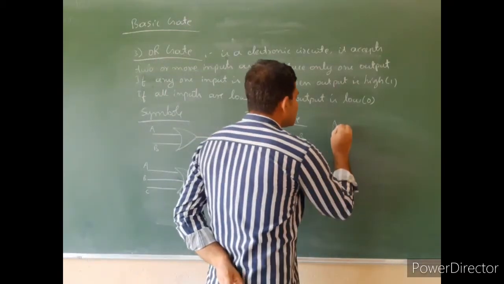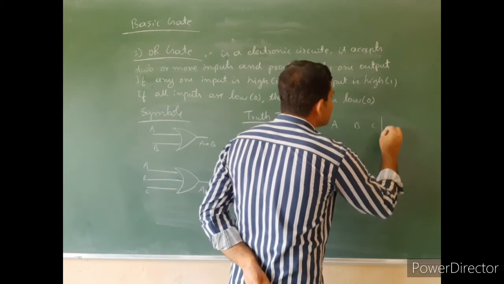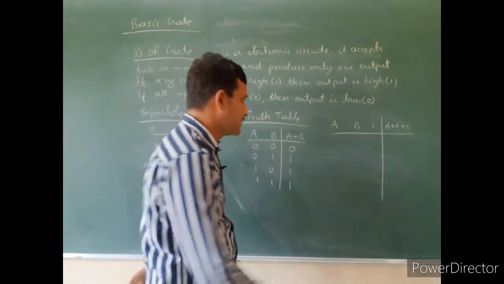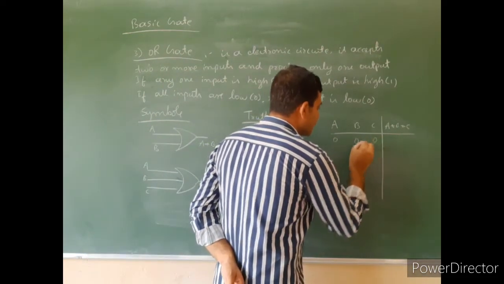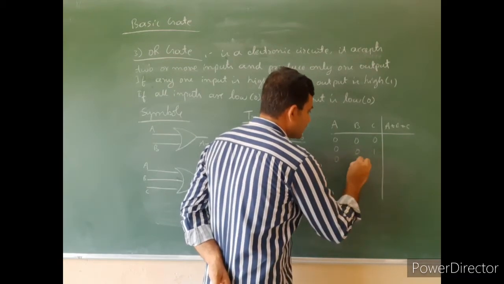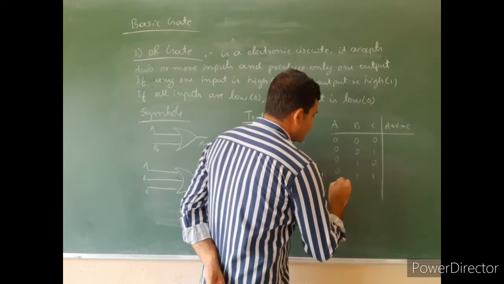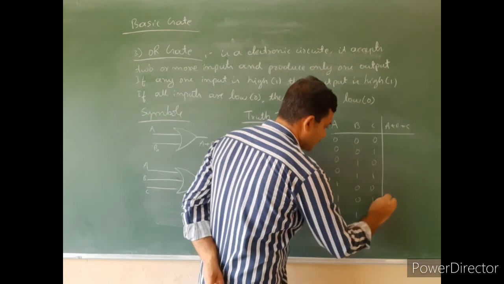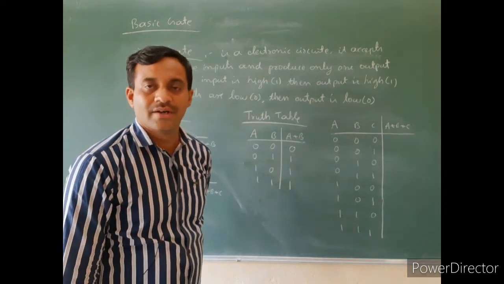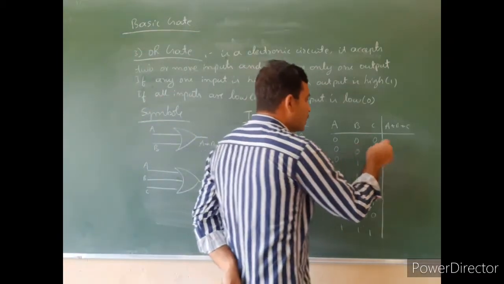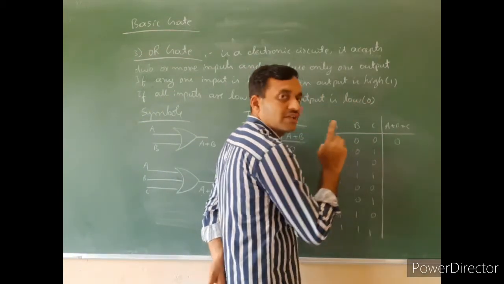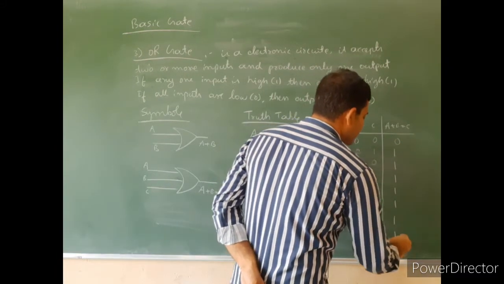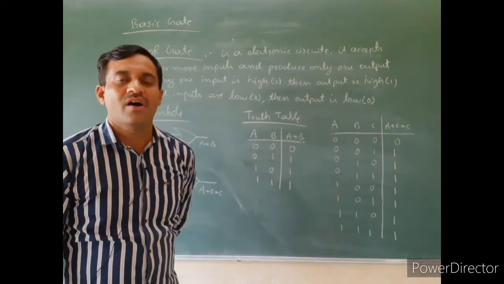Then if there are three variables A, B, C, then output is A plus B plus C. Then the combinations are 0 0 0, 0 0 1, 0 1 0, 0 1 1, 1 0 0, 1 0 1, 1 1 0, 1 1 1. 8 possible combinations. How to write the output? If all the inputs are 0, output is 0. If any one of the inputs is 1, then output is 1. So the rest are all 1. This is the truth table for the three variable OR gate.